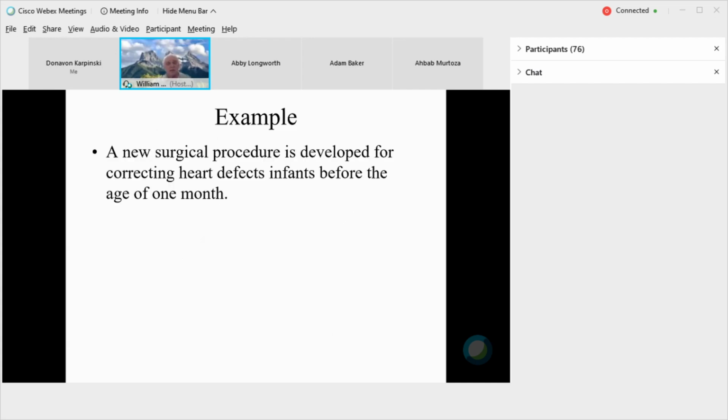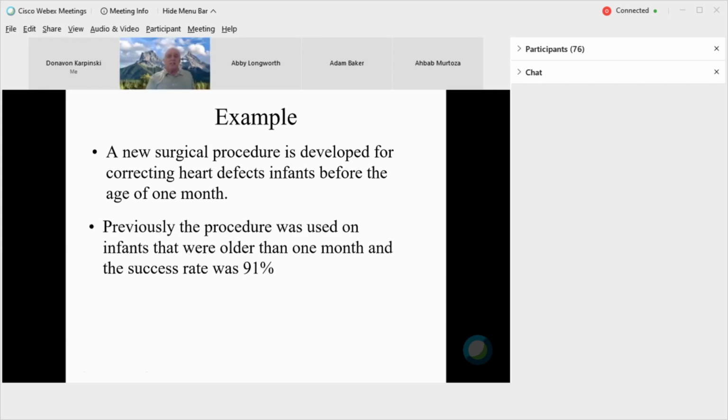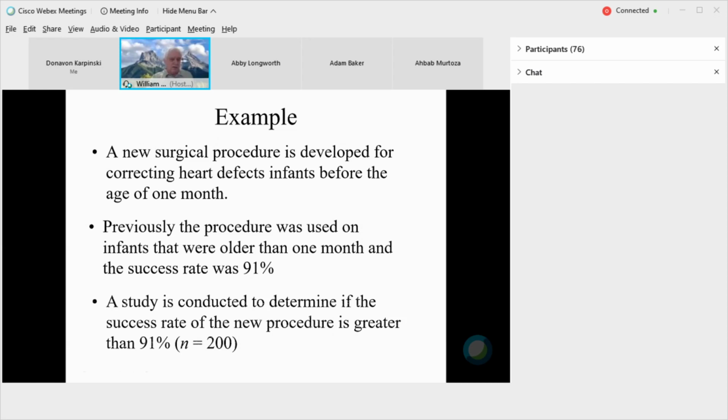Example: you have a new surgical procedure. It's developed to correct heart defects in infants before the age of 1 month. Previously, the procedure that was used did this successfully 91% of the time. You want to prove that the new procedure is better, that the new procedure has a success rate greater than 91%. To do this, it's been performed 200 times.